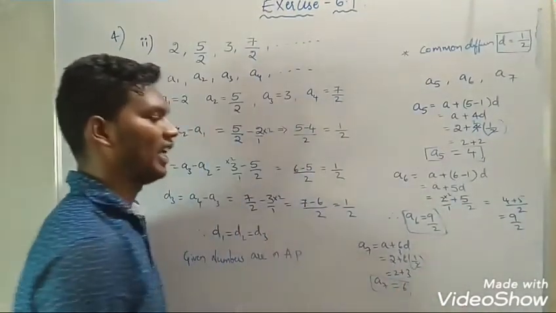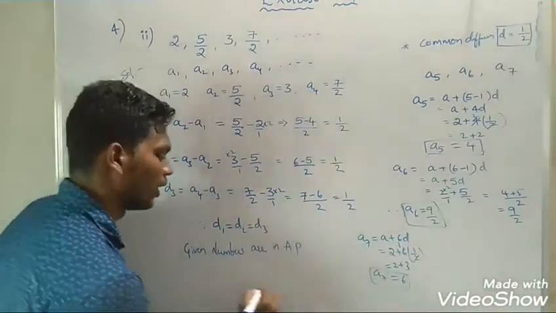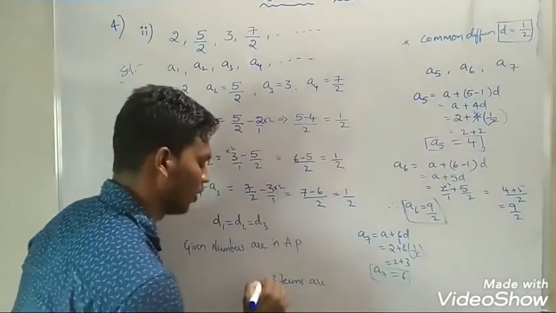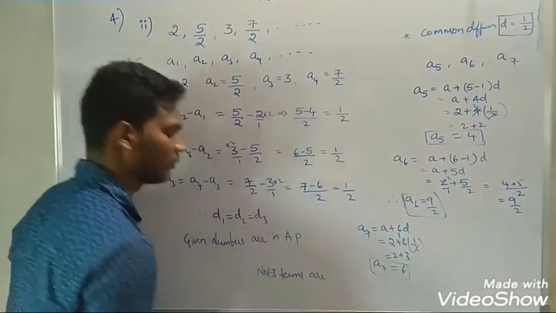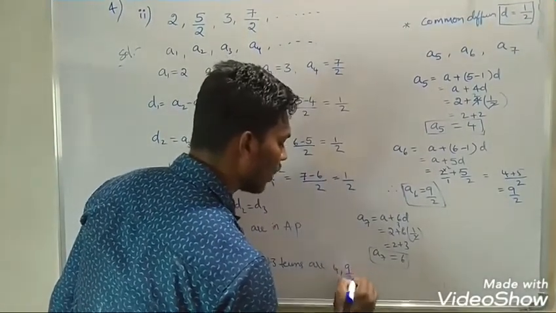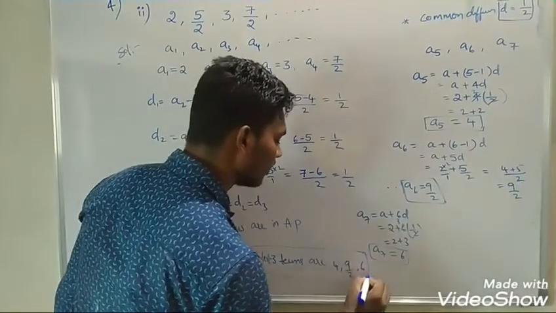Okay friends. Finally we have found the 5th term, 6th term, 7th term. Therefore, so next 3 terms, right? So the next 3 terms are 4 comma 9 by 2 comma 6. Okay friends, this is the final result.